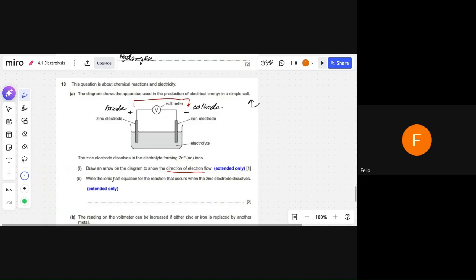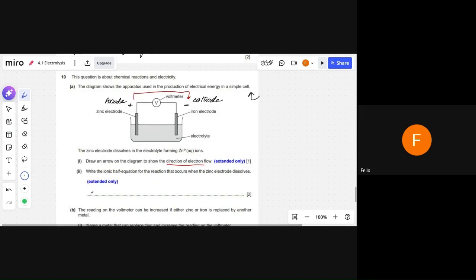Write the ionic half equation for the reaction that occurs when the zinc electrode dissolves. When the zinc dissolves, they are already mentioning that it is changing into zinc 2 plus. And how is it changing into 2 plus? By losing 2 electrons. So this will be the half equation. I hope this is clear. Yeah, that was rather simple.